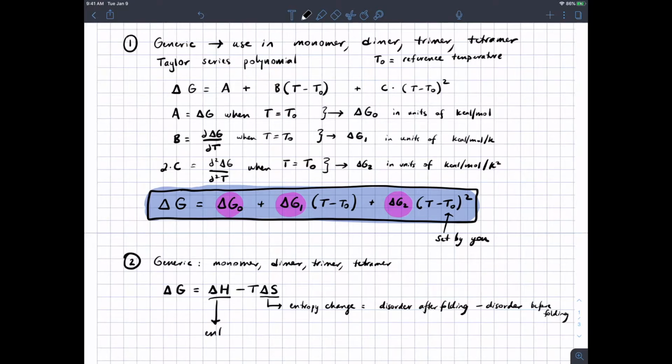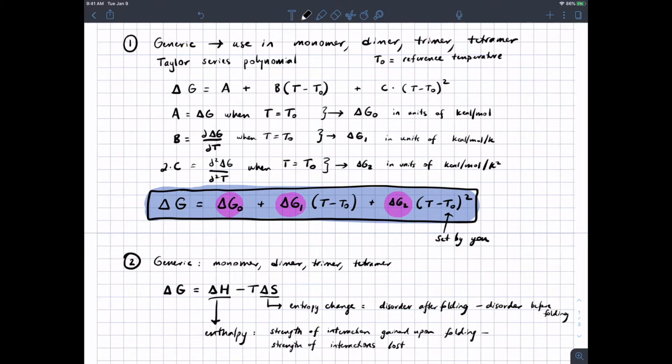Enthalpy change is related to changes in the strength of interactions, non-covalent interactions, before and after folding. So you might call this the strength of interactions gained upon folding minus the strength of interactions lost. That's just a qualitative sense for what it means.